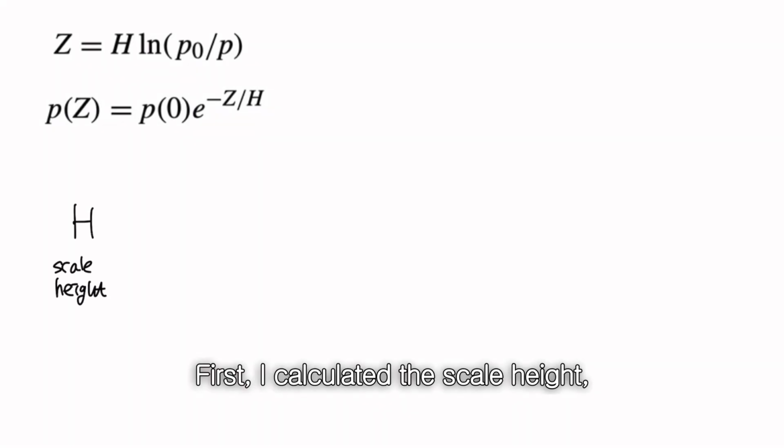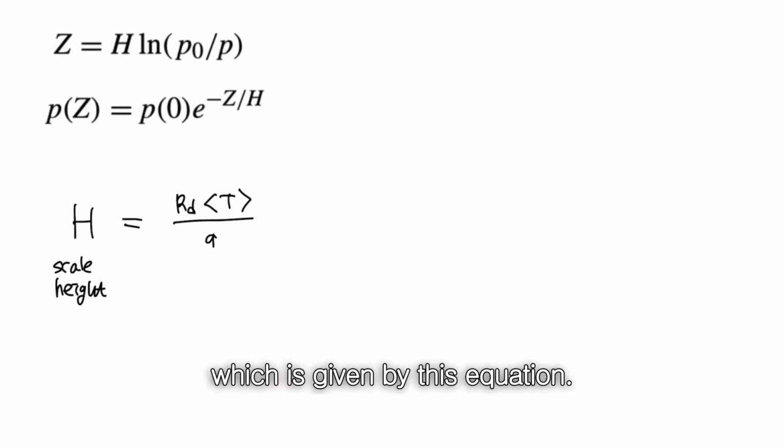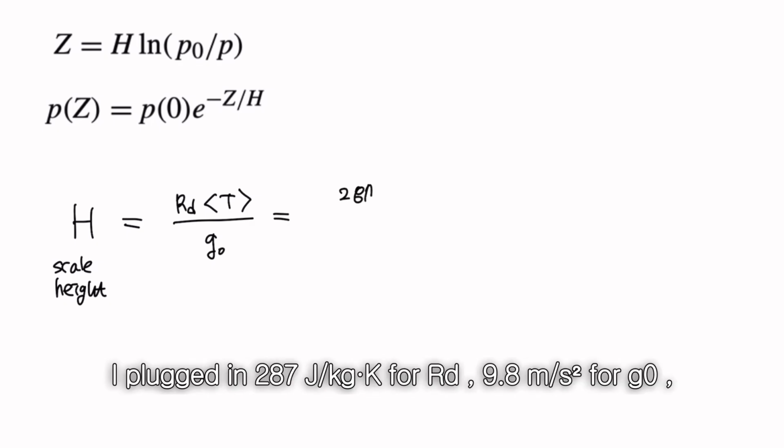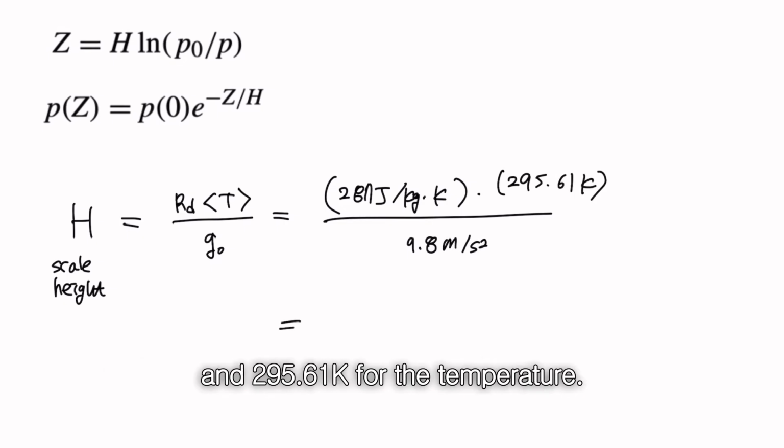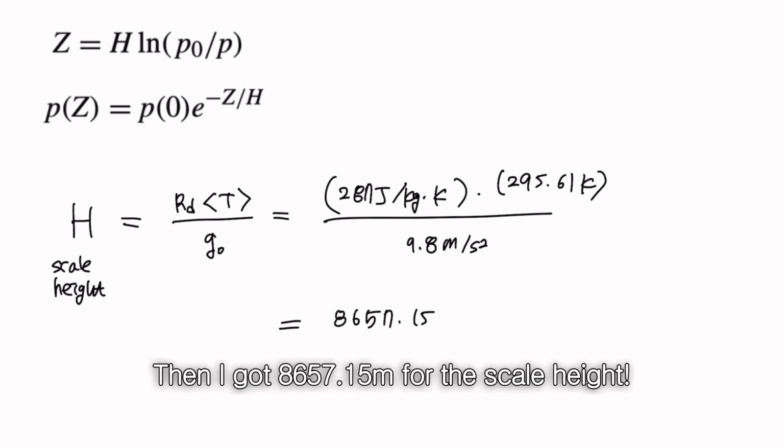First, I calculated the scale height, which is given by this equation. I plugged in 287 joule per kilogram Kelvin for R, 9.8 meter per second squared for g, and 295.61 Kelvin for the temperature. Then I was able to get 8,657.15 meters for the scale height.